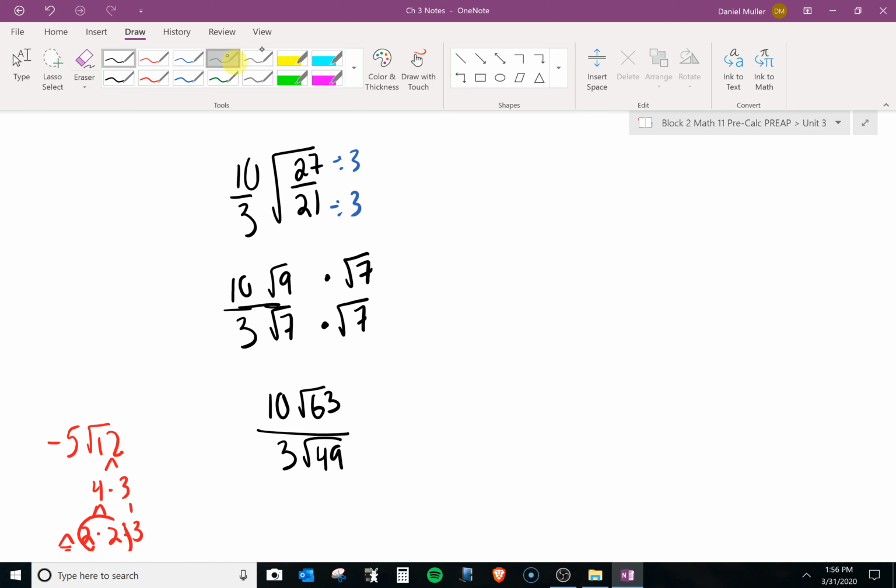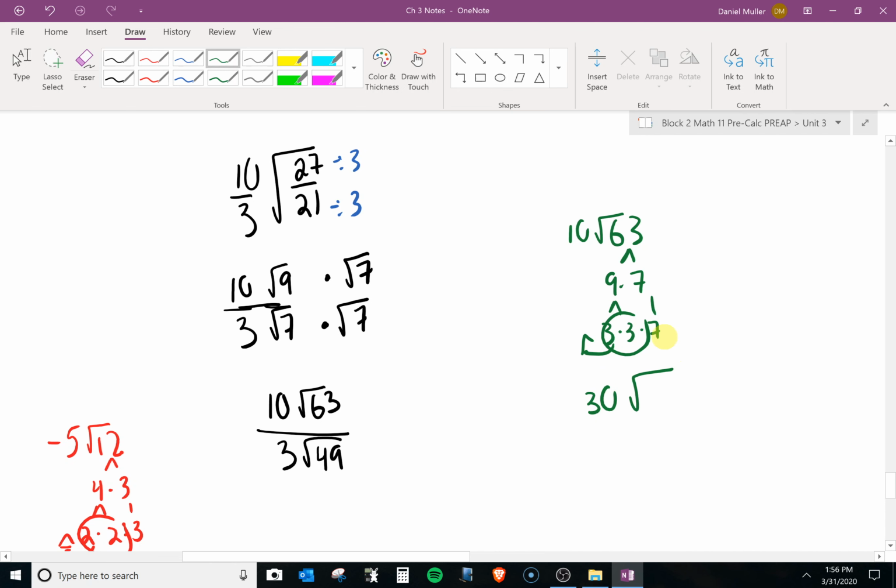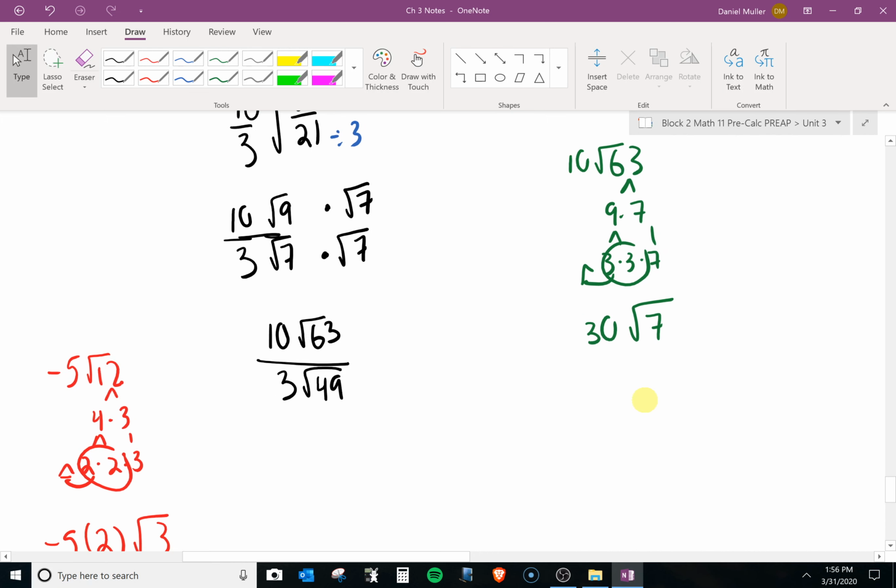So off to the side here, I'm going to do 10 square root 63. Now that can split up to 9 times 7. 9 is 3 times 3, carry down the 7. That's a pair of 3s that we can take out. Take out the 3, there's already a 10 there to make a 30. And then the leftover is just a 7. So this 10 square root 63 simply becomes 30 root 7.